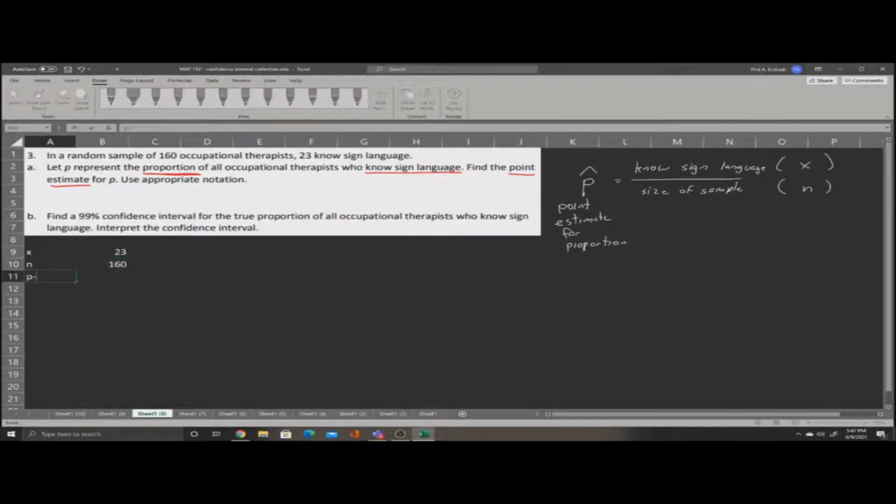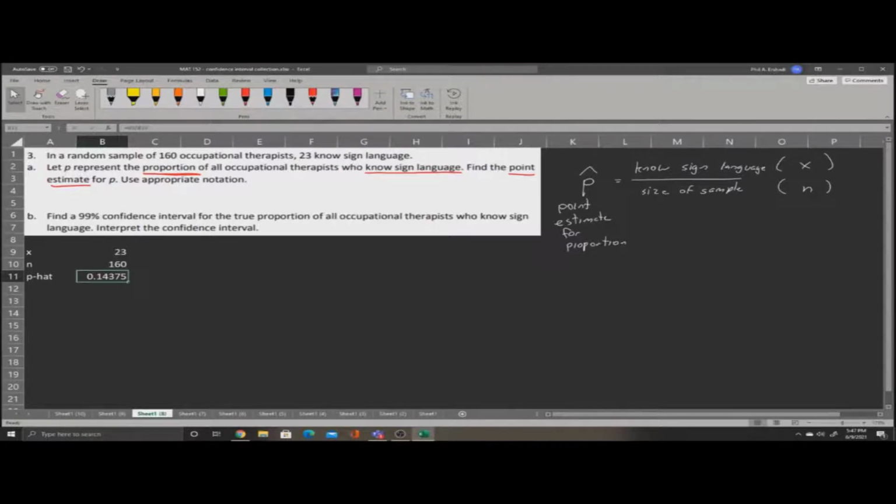We'll enter P hat into Excel. To find it, we say equals X divided by N. When we press enter, we get our point estimate of 0.14375.